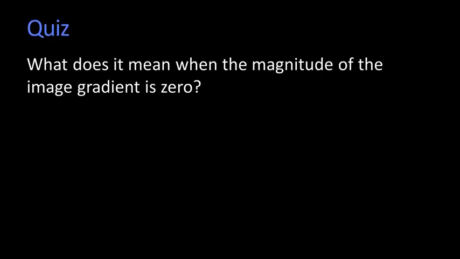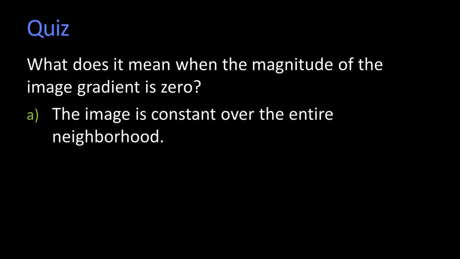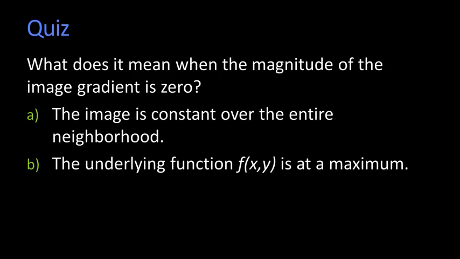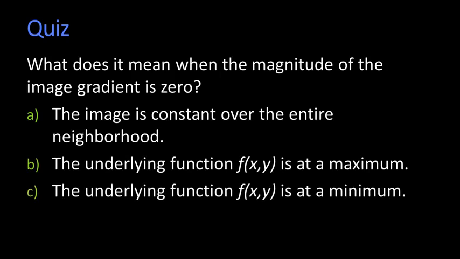So, quick quiz. What does it mean when the magnitude of the image gradient is 0? A, the image is constant over the entire neighborhood. B, the underlying function is at a maximum. C, the underlying function is at a minimum. And D, either A, B, or C. It's A, B, or C.